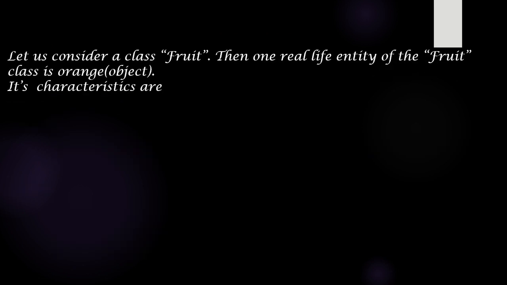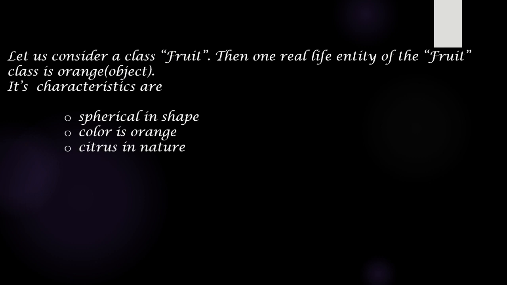Now, let us go into details regarding objects. Suppose we are considering a class called fruit, then a real-life entity of the fruit class can be an orange, which in our case is an object. The characteristics of this object orange can be: it is spherical in shape, its color is orange, it is citrus in nature, it is sweet and sour in taste, and so on.